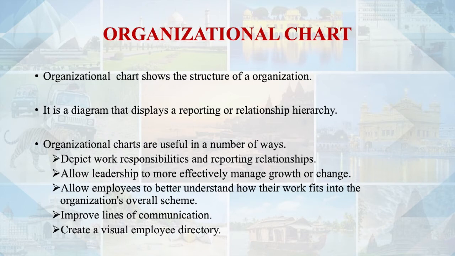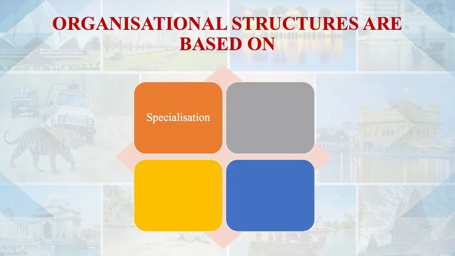Any organizational structure is based on the following things. Number one, it is based on specialization. We also discussed the concept of division of work, so that specialization is very important. Number two, it depends upon standardization. In other words, whatever are the laid down policies and procedures should be reflected there.